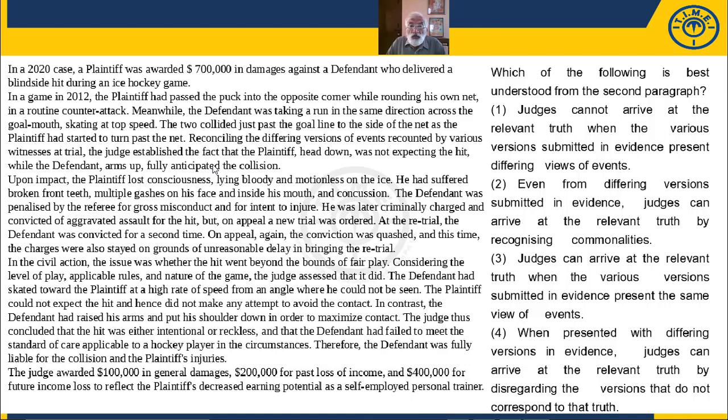But on appeal, a new trial was ordered because obviously on appeal they believed that that judgment was not quite okay. At the retrial, the defendant was convicted for a second time, but then he appealed again. On appeal, again, the conviction was quashed, which means that the first trial was quashed for some reason, and the second trial was quashed again for a different reason. The conviction was quashed, and this time the charges are also stayed on grounds of unreasonable delay in bringing the trial, which means apart from saying that there is no criminal conviction, they also said now you can't appeal this anymore because there was unreasonable delay in the retrial claim.